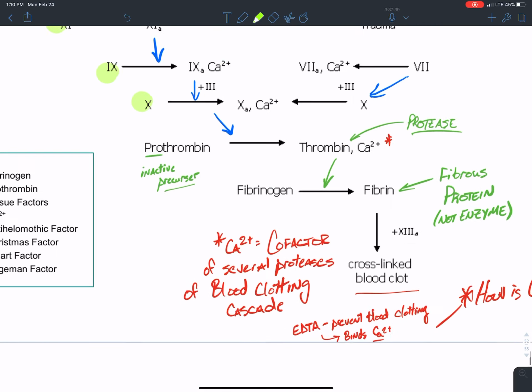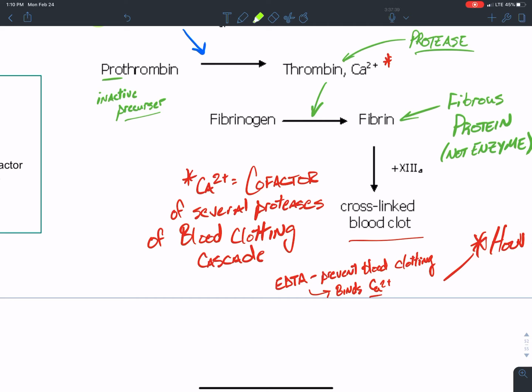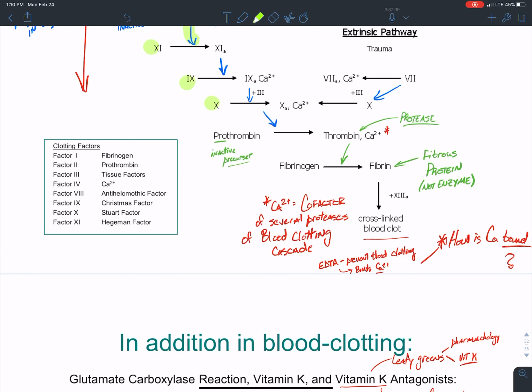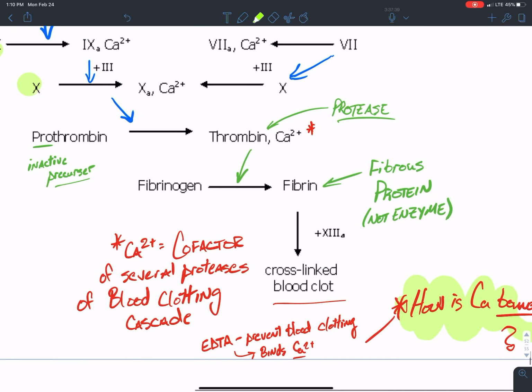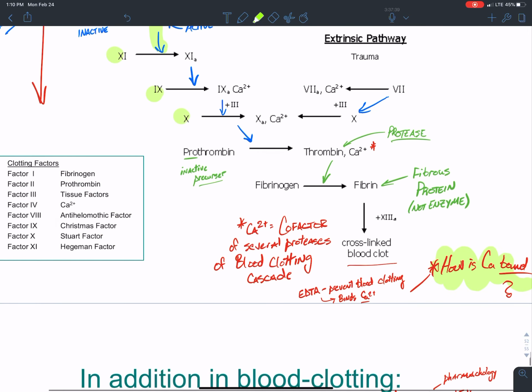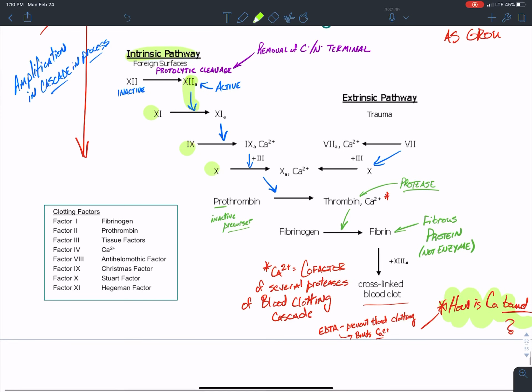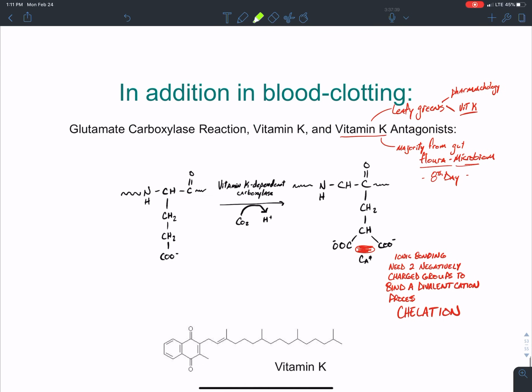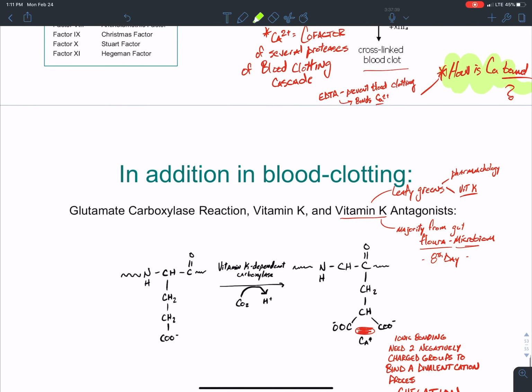What I do remember is that calcium is a cofactor of several proteases of blood clotting. It's absolutely necessary. EDTA can prevent that blood clotting because it binds to the calcium. How is it bound? Well, that's a good question we should ask. And then we have fibrin, which is a fibrous protein. It is not an enzyme. So there's a couple pathways there. Here's a pathway. Yeah, you definitely are going to want to review that because I don't remember a whole lot about it.